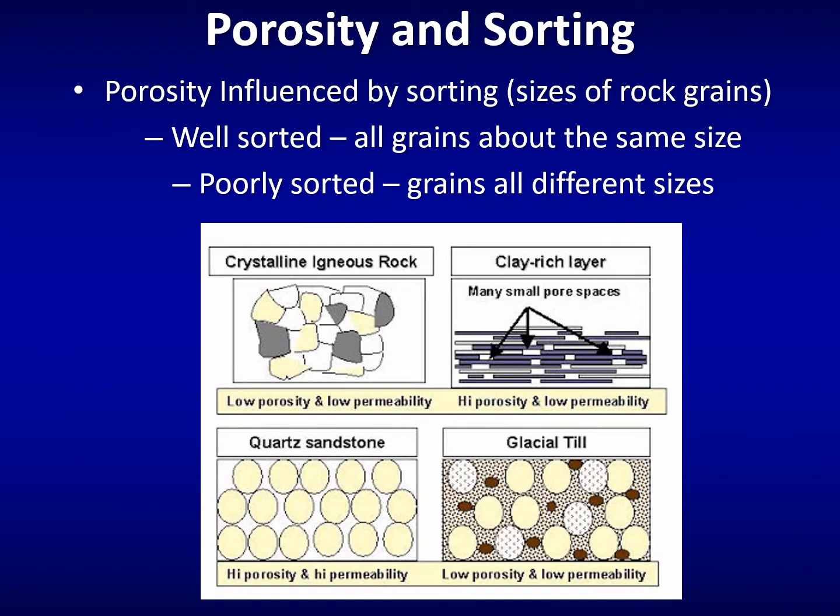Porosity then is influenced by the sorting or sizes of the rock grains. Well-sorted grains usually have grains all about the same size. That means you're going to generally have a better porosity. And poorly sorted grains, or grains of all different sizes, are going to generally produce a poor porosity or low porosity. And that's pictured here in the bottom picture.